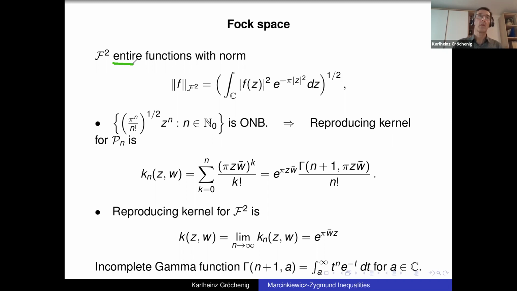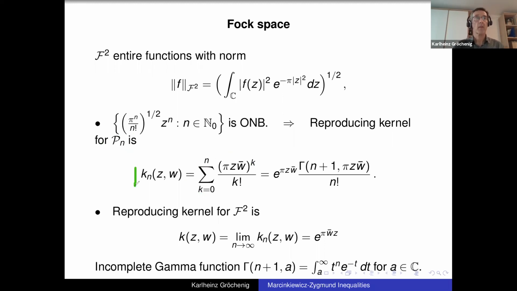So in this case, we look at entire functions, so analytic on the entire complex plane, and we use Gaussian measure. So this is the Fock norm. Again, monomials are orthogonal, and with proper normalization, you get an orthonormal basis. The reproducing kernel for polynomials of degree n: well, you sum the basis elements with respect to the two variables up to n. So what you obtain is a partial sum of the exponential series up to index n.